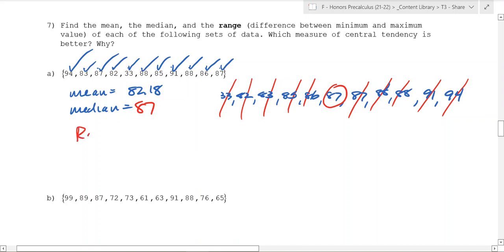And then the range is going to be the lowest to the highest. So that's going to be 94 minus 33, which is 61. Keep in mind that it didn't say eliminate outliers, but 33 would definitely be an outlier, and it definitely influences things greatly.